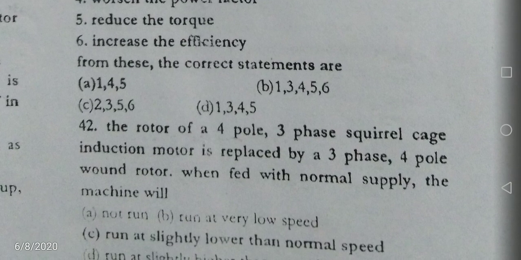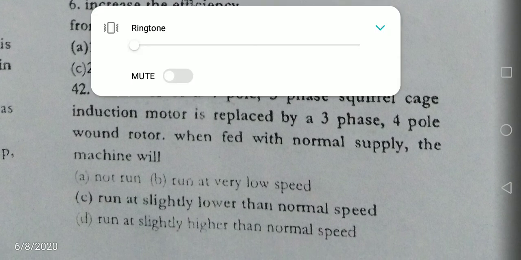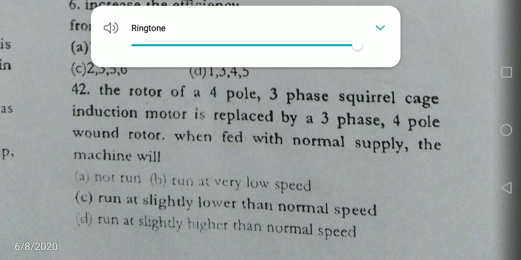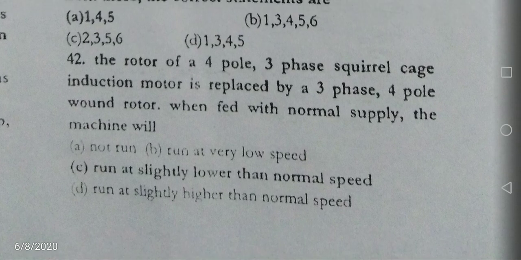So the rotor of a 4-pole 3-phase squirrel cage induction motor is replaced by a 3-phase 4-pole wound rotor. When fed with normal supply, the machine will run at slightly lower than normal speed. The rotor of a 3-phase 4-pole squirrel cage induction motor is replaced with a 3-phase 4-pole wound rotor.